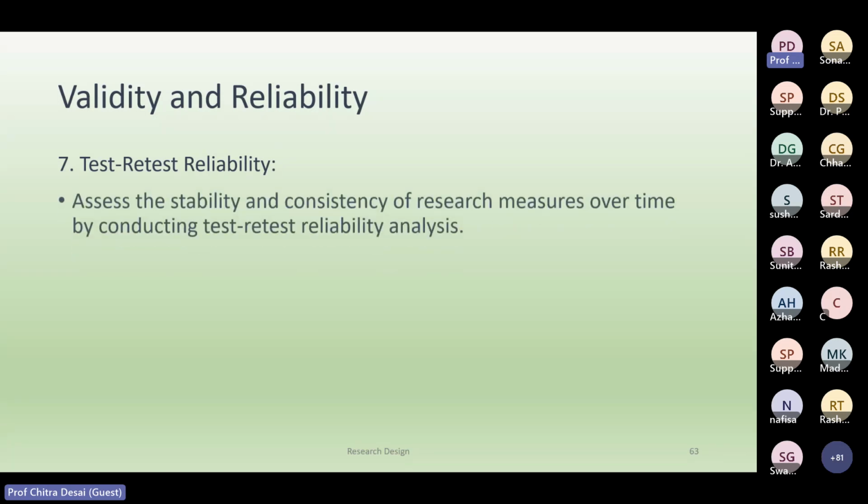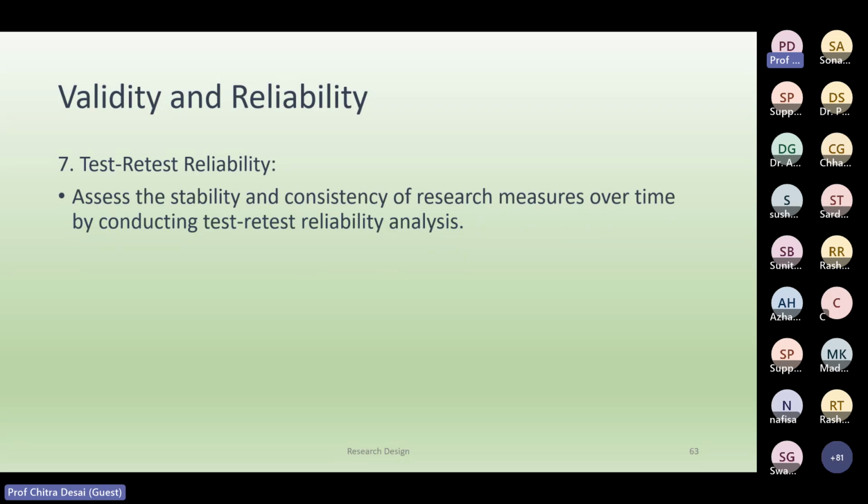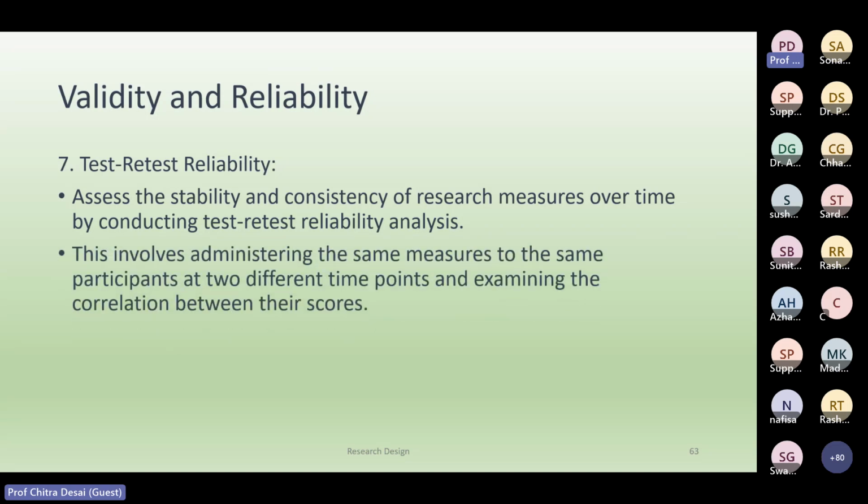And then, once we are done with validity, the next is reliability. In reliability we have test retest reliability. Again, when we started with validity, we were going to validate our research objective. And when we talk about reliability, it is about how reliable the findings that you have got are. So we have to assess the stability and consistency of the research measures over time by conducting test retest reliability analysis, which involves administering the measures to the same participants at two different time points and examining the correlation between their scores.